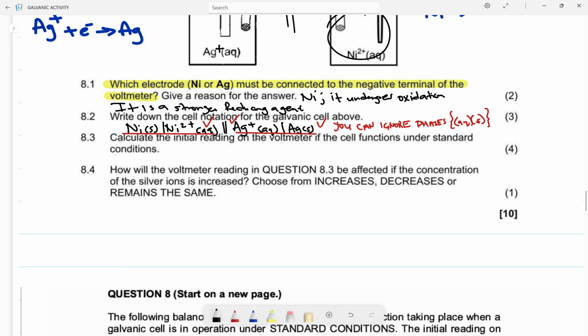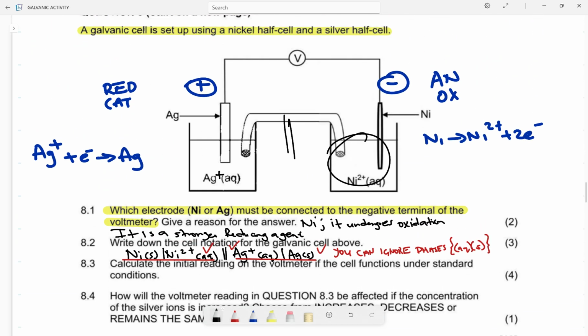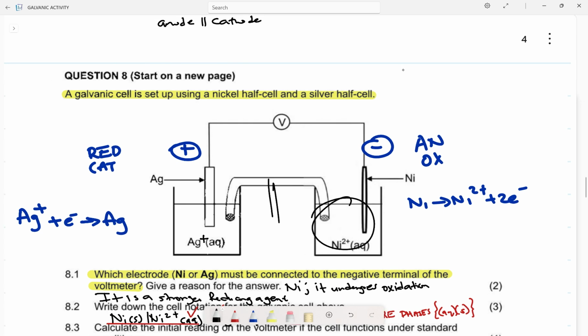Then calculate the initial reading on the EMF. The initial reading on the EMF, E naught of the cell, is equal to E naught of reduction.